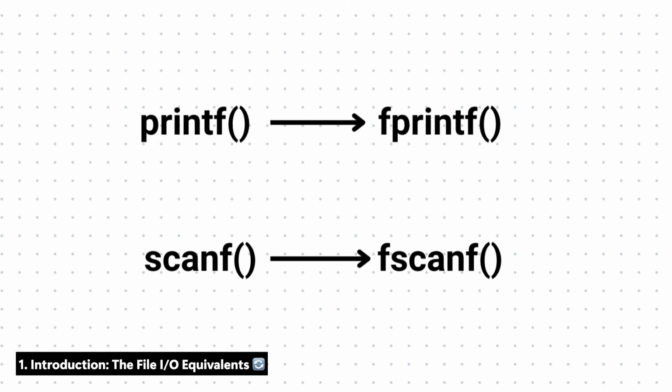1. Introduction, the file I/O equivalents. In the previous lessons, we learned how to establish and terminate the connection to a file using fopen and fclose. Now that we have the file handle, the file pointer, we can actually move data. The C standard library provides functions that are almost identical to the standard console I/O functions you already know, but with one key difference: they require the file pointer as their first argument. Today we focus on fprintf, writing formatted data to a file, and fscanf, reading formatted data from a file.